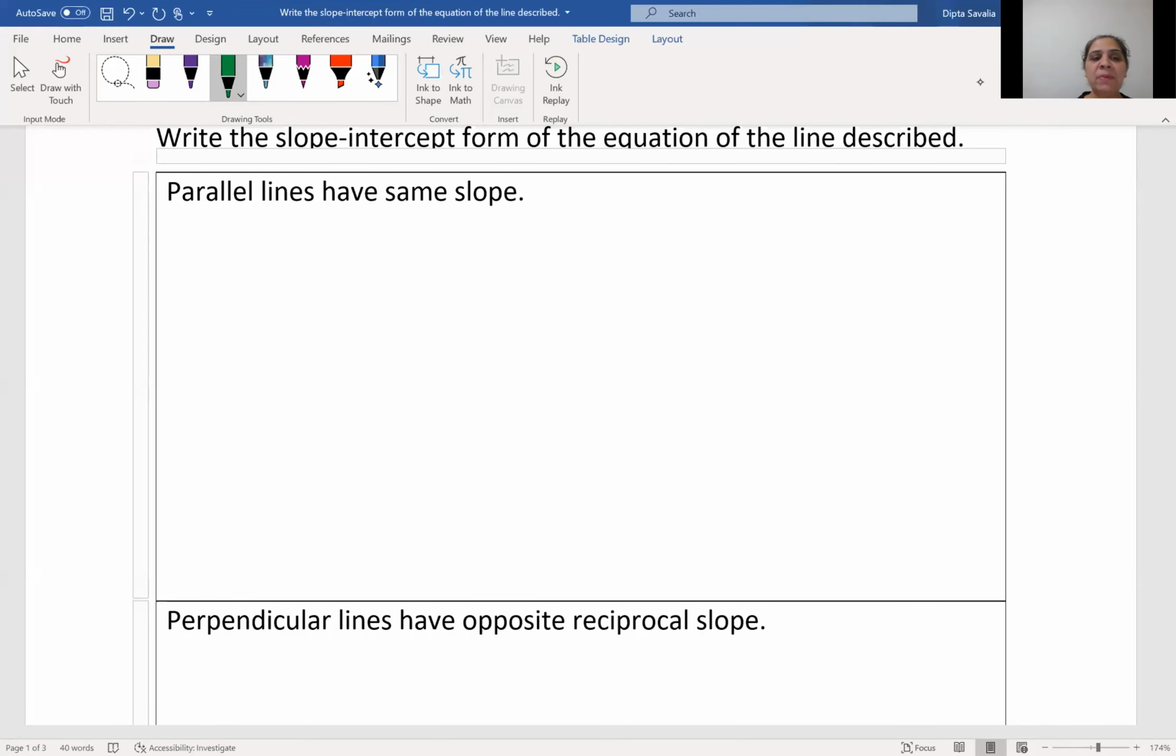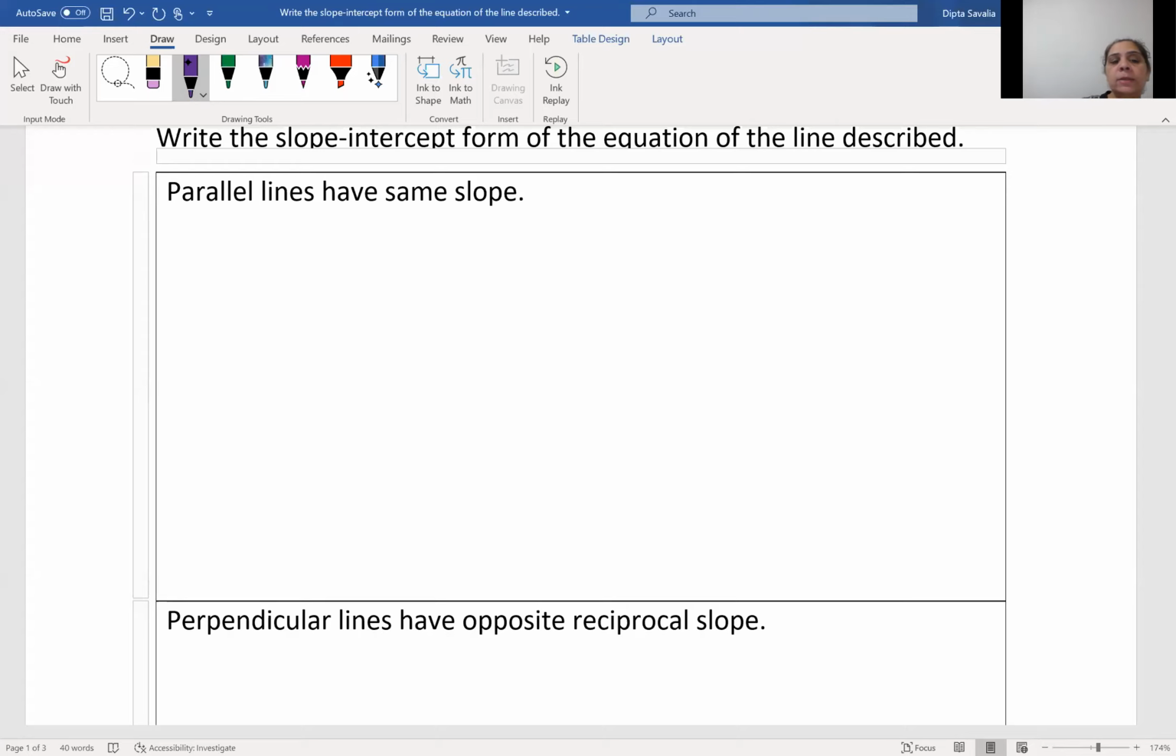And so today we will learn about writing an equation from given information. What is given information is, let's say, passing through this point and parallel to this line or perpendicular to this line. So before we start to do this, I will explain to you what parallel lines and perpendicular lines mean and what types of slopes they have.